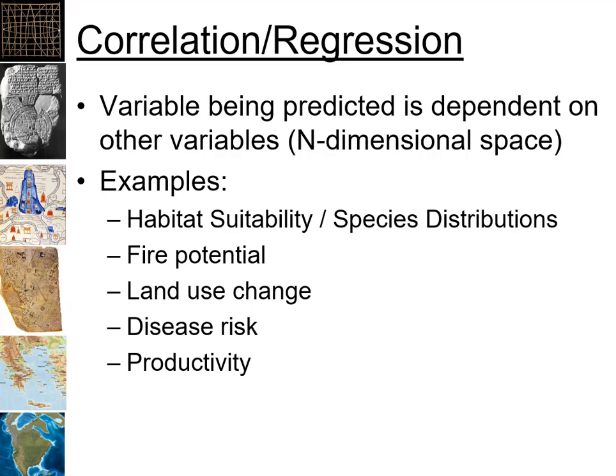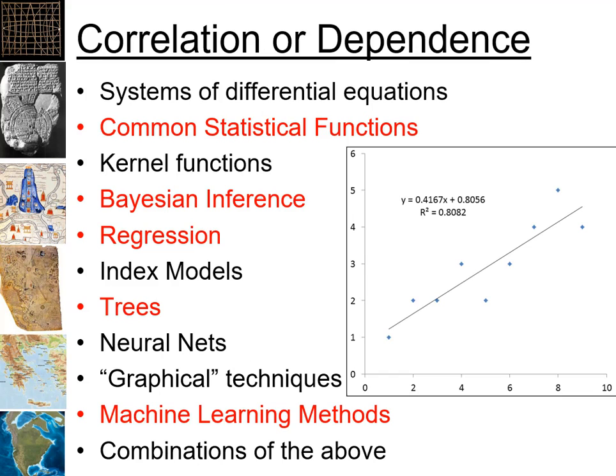Okay, correlation and regression. Again, this is where we'll focus for most of the class. This means we have some variable that's being predicted, and that is dependent upon other variables. So again, I've worked mostly with plants. Plants are dependent upon things like temperature, precipitation, to some extent based on the plant, to soil type, water saturation, those kind of things. So they're dependent upon those environmental variables, many of which we can get rasters for. And we'll look at habitat suitability, and then there's a whole bunch of other ones: fire, land use change, disease risk, productivity, etc.